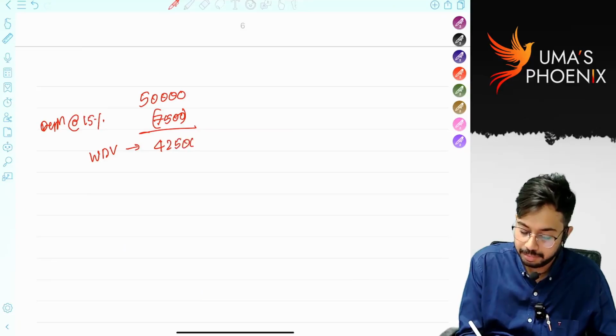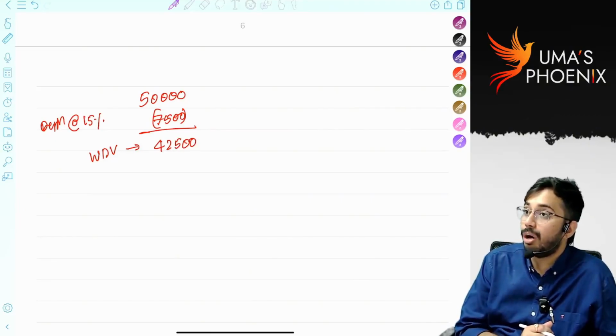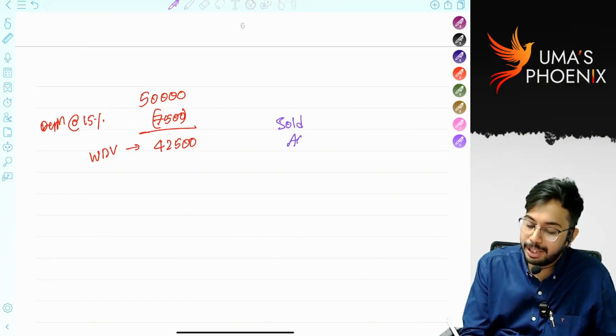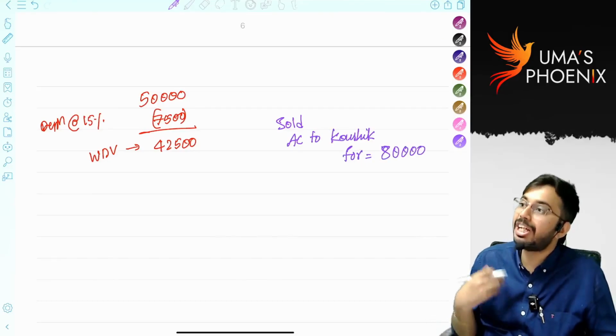42,500. Correct? Written down value is 42,500. Now, I sold the AC to Kaushik for rupees 80,000. I intentionally sold.